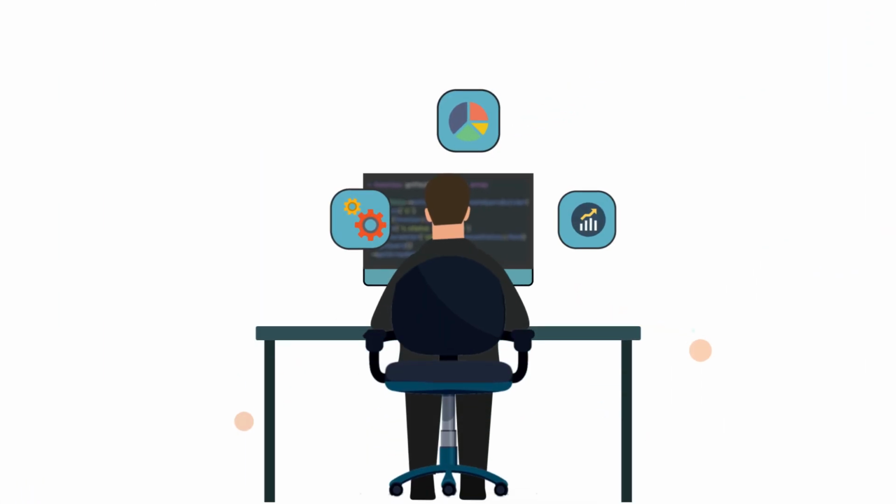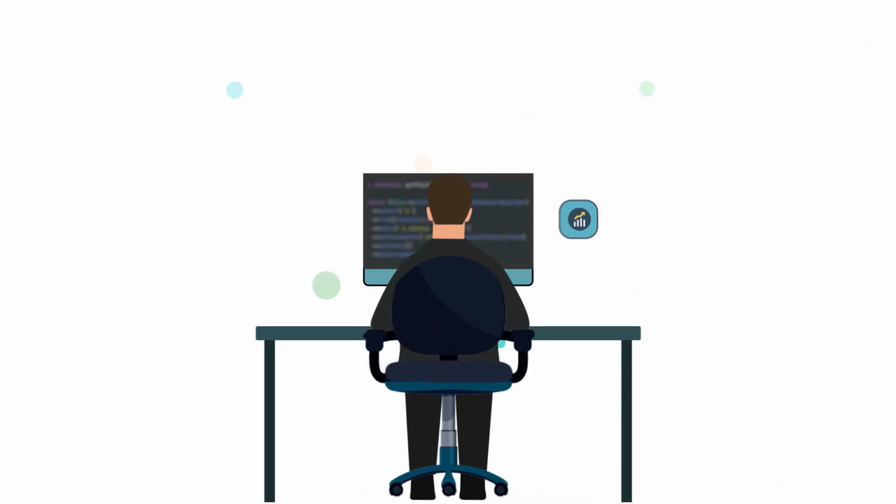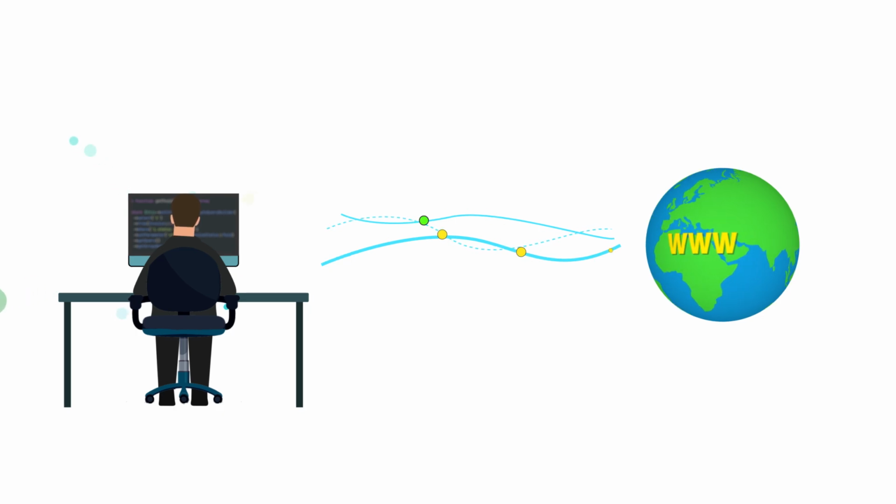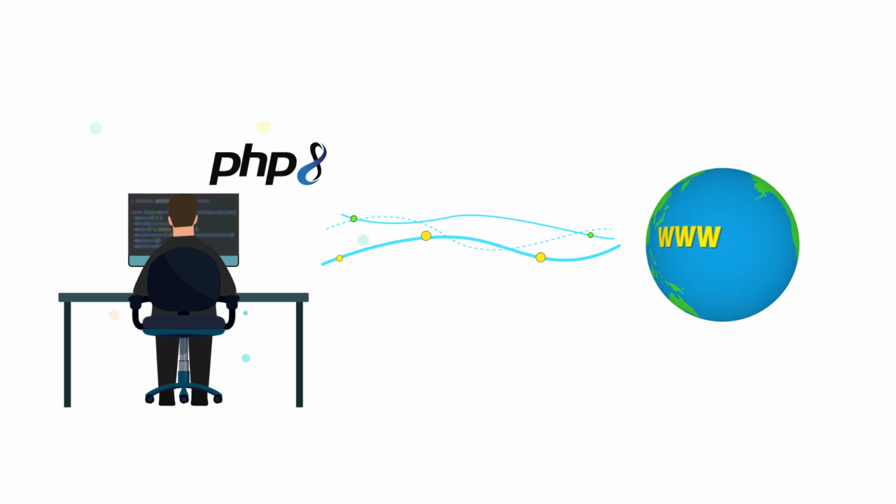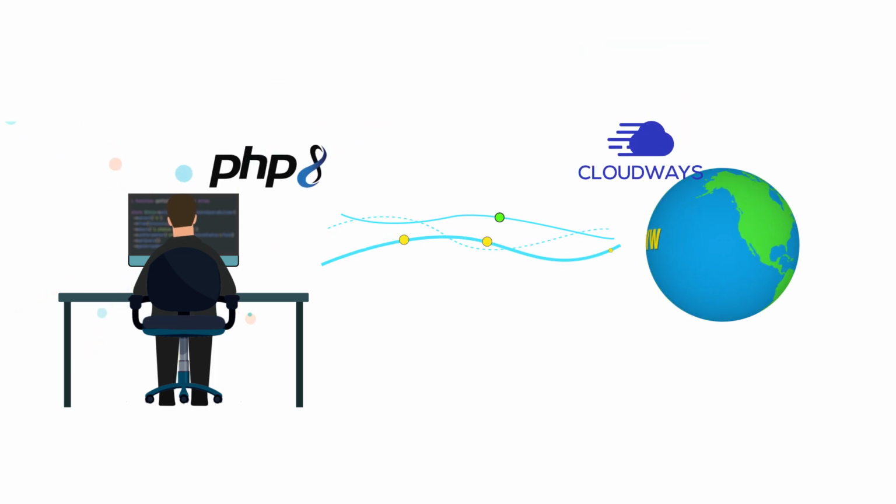After working on a website or a web application locally for a while, we'll need to deploy it to production at some point. This is what we're going to be doing in this lesson. We're going to learn how to deploy a vanilla PHP application to Cloudways.